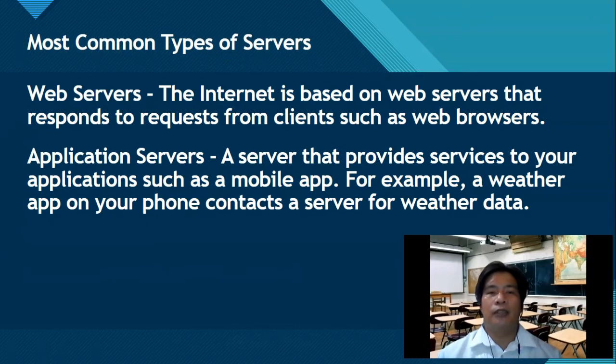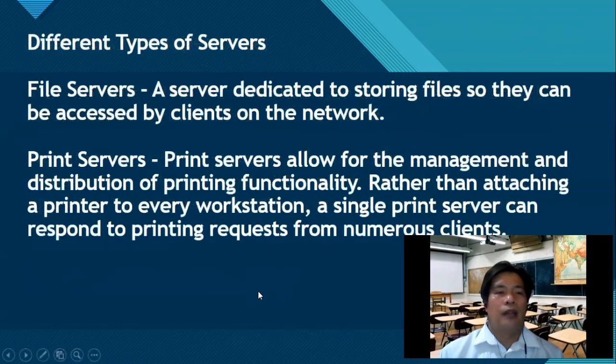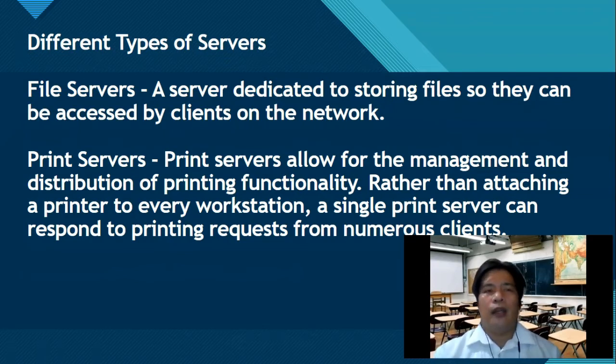Now for clients that need services to their mobile applications, they need an application server. So for example, a weather app on your phone contacts a server for weather data. And a few more examples. For clients that need a centralized storage of files, of course, they need a file server. For clients that want to have a centralized management for printers, they would require a print server. Now, there are quite a lot. There's actually a database server, a network server, DHCP server. So these are just some of the examples that I've presented to you.